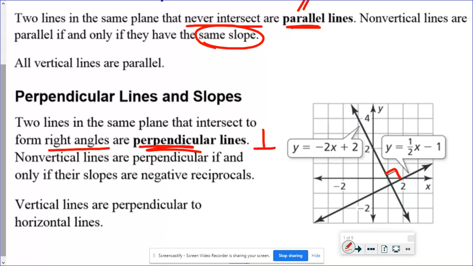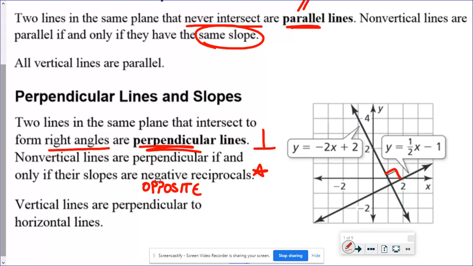So if we're talking about lines that are not vertical, they're perpendicular if their slopes are negative reciprocals. Sometimes instead of negative reciprocals, I'll say opposite reciprocals, because I don't want you to think that they both have to be negative numbers. One's going to be positive and one's going to be negative. The reason they say negative reciprocals is because you're multiplying by -1, which will change one of the signs.